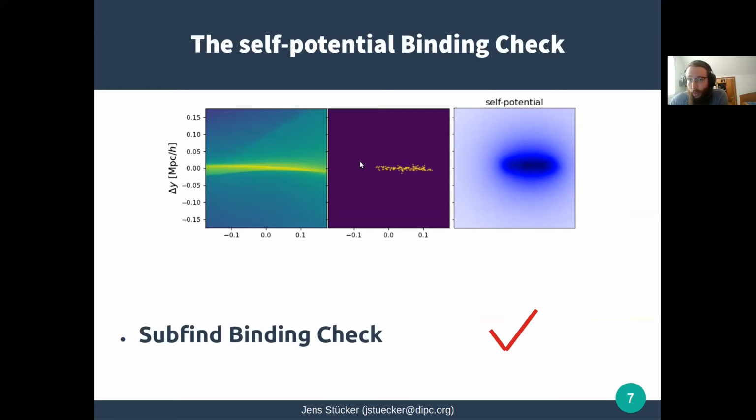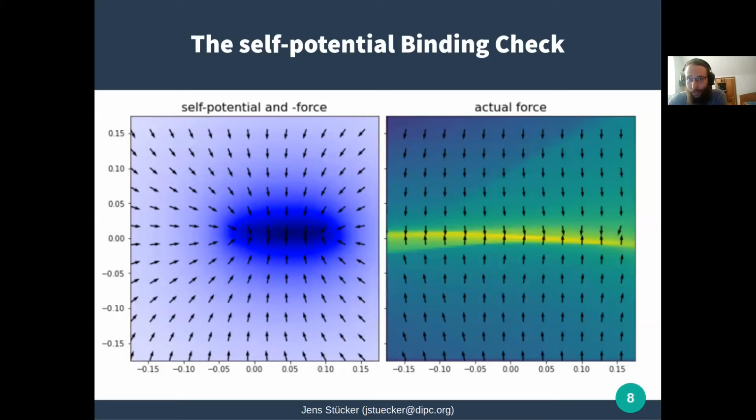For this binding check, they use the self-potential. That means one just calculates the gravitational potential from those particles, and then you get this self-potential on the right side. Then one checks for each particle whether its kinetic energy is high enough to escape this potential well towards infinity, or whether it's too low, so that the particle is confined to that potential energy well. And so according to this binding check, it seems plausible that this group of particles could be bound to this potential well. However, there's something a bit fishy going on here.